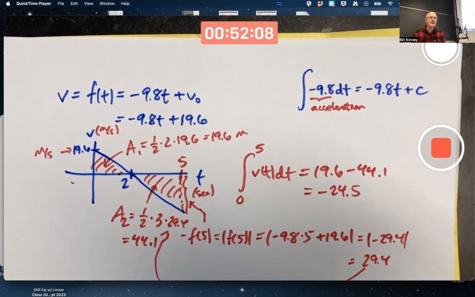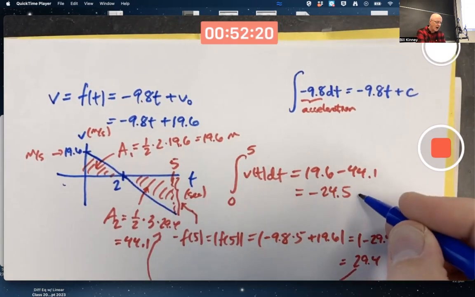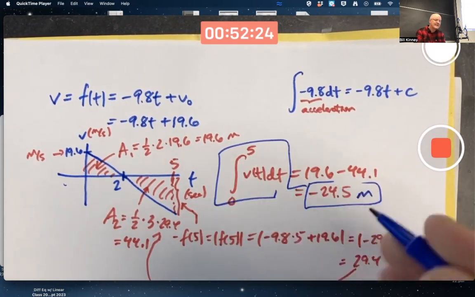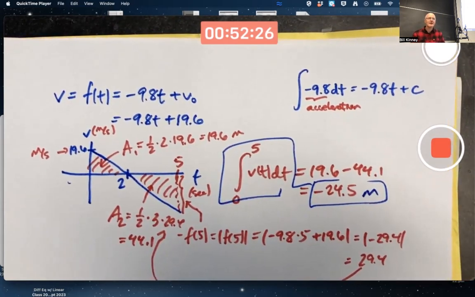One of those two? Distance. No, I'm not looking for distance. I'm looking for something else that starts with dis. Displacement. Change in position is the three-word answer. Its units are meters. But it's negative. It represents displacement, change in position.